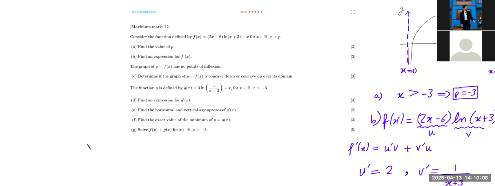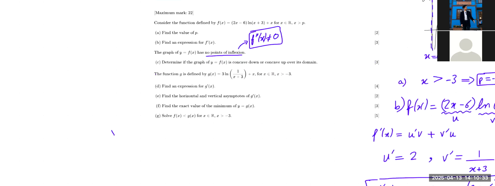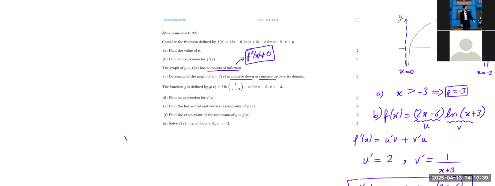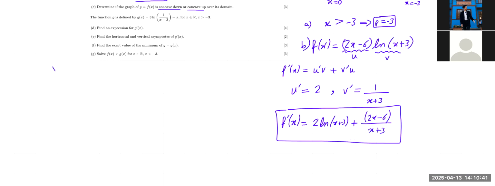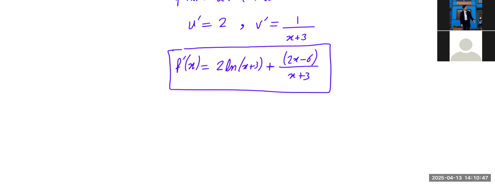Okay, so it's given that this function has no points of inflection. What does that mean? It means that there are no points where the second derivative equals 0, because inflection points are points where the second derivative is 0. Determine if the graph of y equals f of x is always concave down or concave up. Concave down means second derivative is negative, concave up means second derivative is positive. So we need to find the second derivative and check if the second derivative is always positive or always negative, etc. Okay. So for part C, we need to derive this guy again.